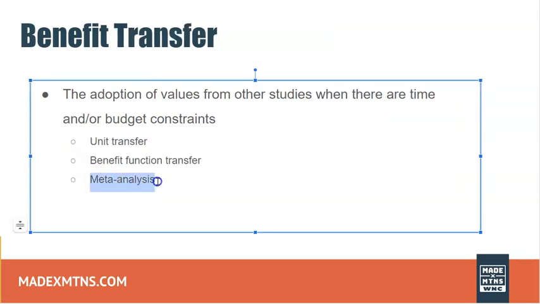So meta-analysis is an attempt to develop a benefit function with all of the studies that you can collect. The idea is to correlate study characteristics and locational characteristics with the economic value estimate across a number of studies to develop a benefit function that can be used. And that's all we'll say about meta-analysis, since that's beyond the scope of this study.